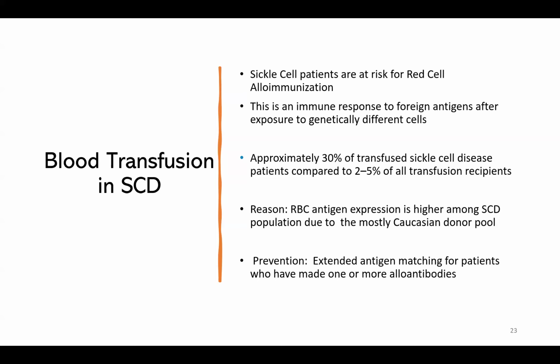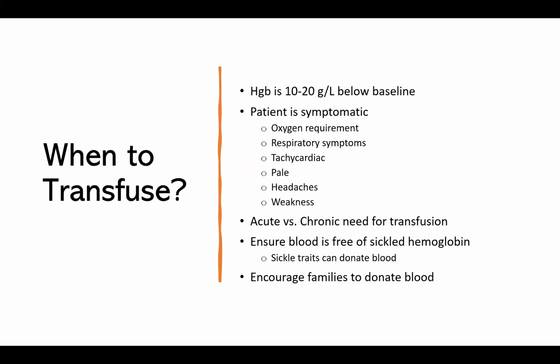One way to help prevent this is by doing extended antigen matching for our patients who have had one or more alloantibodies from transfusions. So when do we transfuse? So super important to know what your patient's baseline hemoglobin is. Anytime there's a drop in hemoglobin, anywhere from 10 to 20 grams below baseline, and they are symptomatic with their anemia, so increasing oxygen requirements, increasing respiratory symptoms, tachycardic, looking more pale, more weak, complaints of headaches, those could all be reasons for needing to transfuse a sickle cell patient.